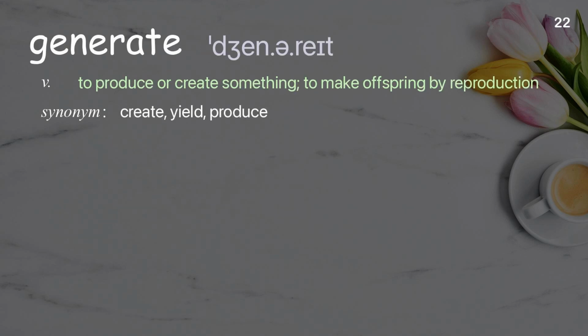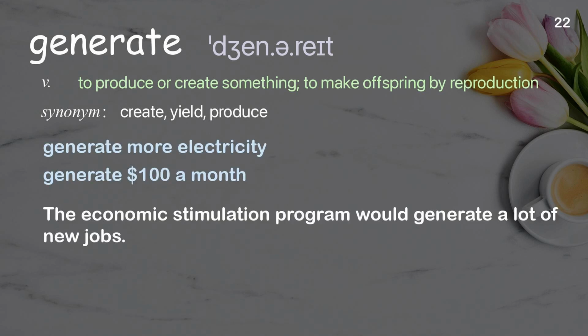Generate. To produce or create something, to make offspring by reproduction. Examples: Generate more electricity. Generate $100 a month. The economic stimulation program would generate a lot of new jobs.